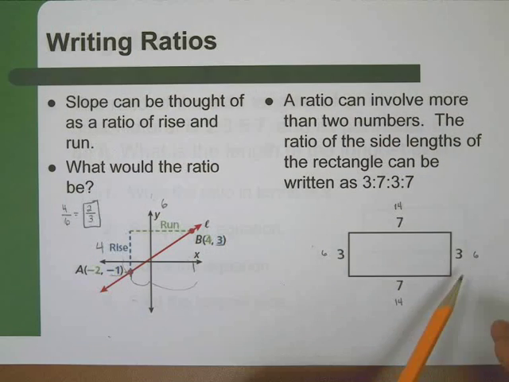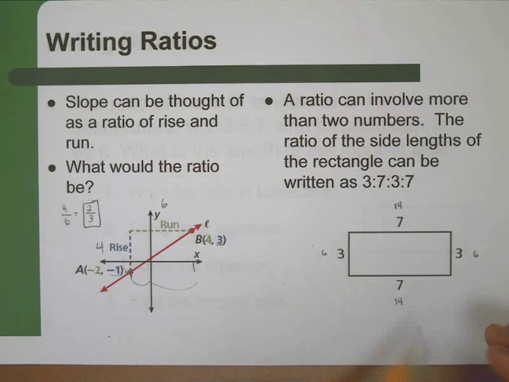Notice I just made everything twice as big, right? Maybe this is 9 and that's 21, 9 and 21. Everything's 3 times as big. I really don't know, okay?